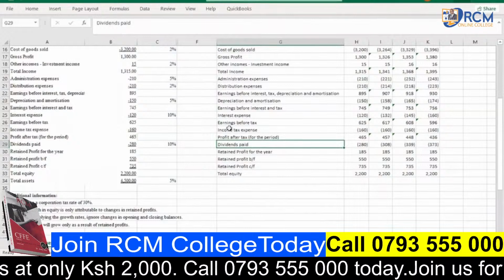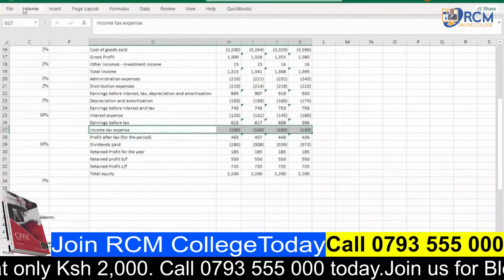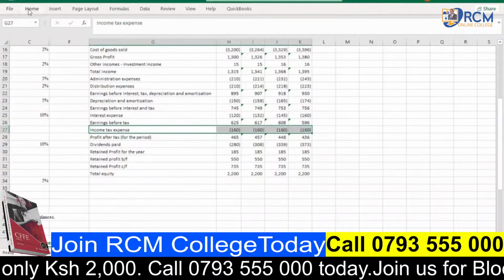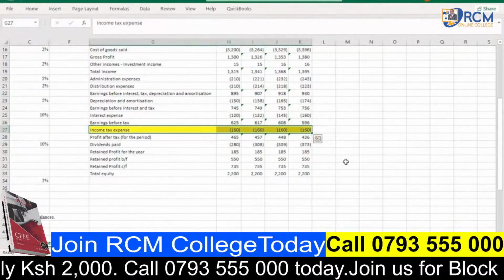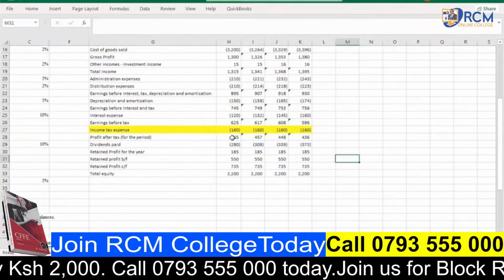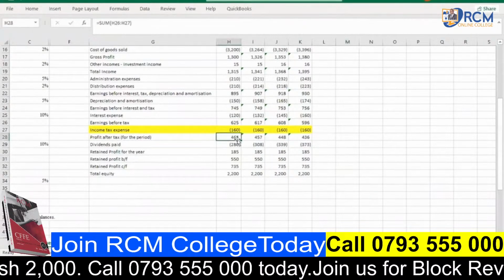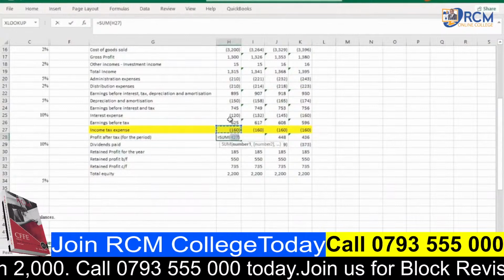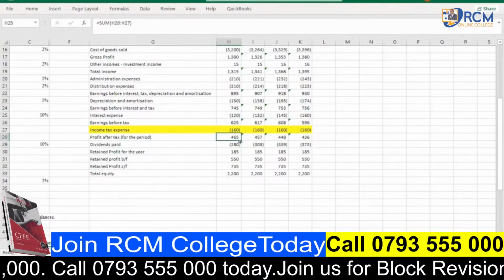So income tax, iko na issue, but we can still use that. That one has got issues. You are going to work it out, then you get the correct answer. Halafu hapa kwa profit after tax for the period is the difference between profit before tax, then you subtract tax.